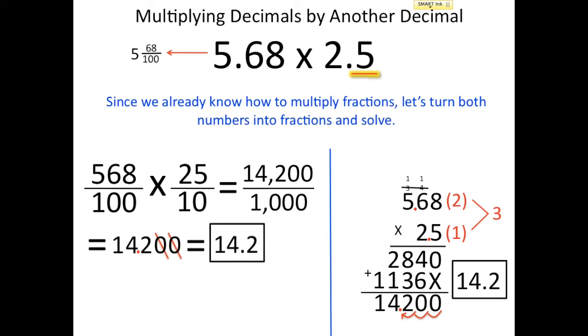I'll box my answer, and you can see that we got the same answer that we did when we solved it with fractions. So the procedure of multiplying a decimal times a decimal is to ignore the decimal place when you start, and then after you do the multiplication, you will count the decimal places in each factor, add them together, and place them in your product. Again, if you look at the work to the left, you can see why we're placing the decimal point between the 4 and the 2.